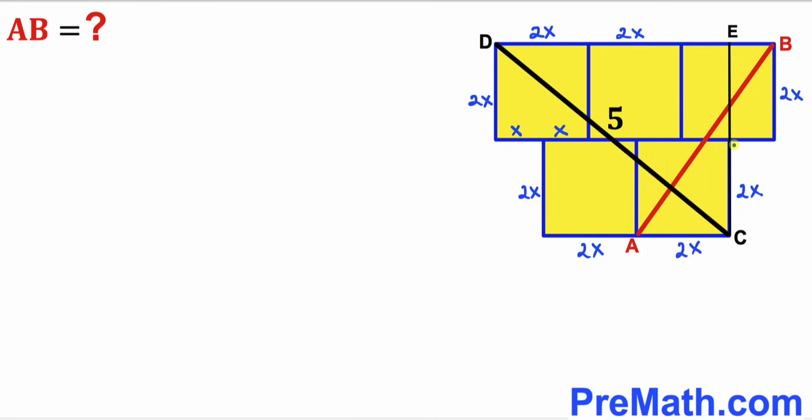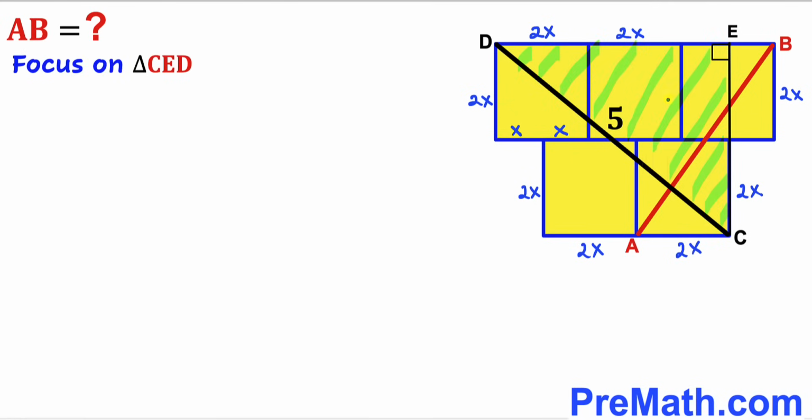And in this next step, I have extended this side of the square all the way to this point A. And since we are dealing with these squares, this angle has got to be a 90-degree angle. And as a result, we end up with this right triangle CED. And now we are going to focus on this right triangle CED.